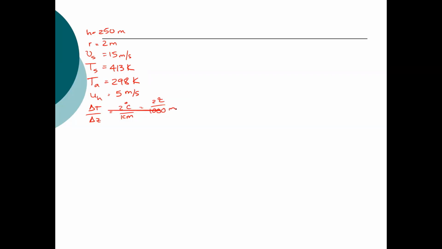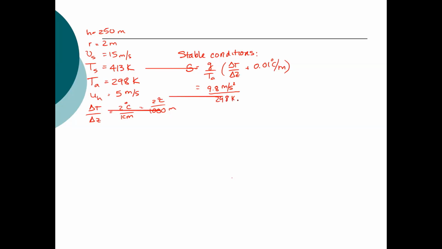So for stable conditions, the stability parameter S is equal to g over T sub A times delta T over delta Z plus 0.01 degrees C, and that is equal to 9.8 meters per second squared divided by the ambient temperature times 0.001, and notice our temperature is increasing, plus 0.01, and that is equal to 0.0004 inverse seconds squared.